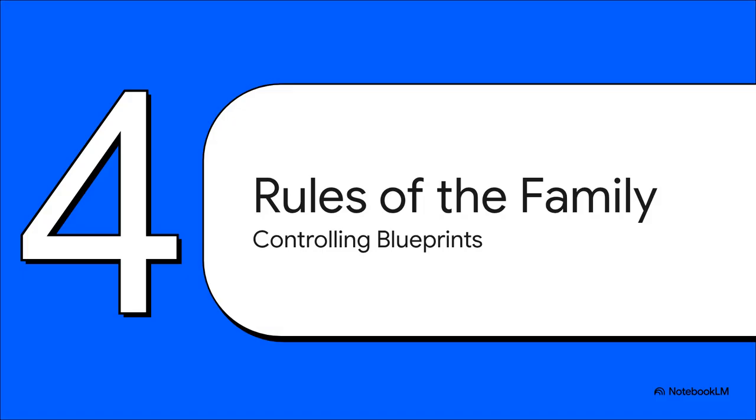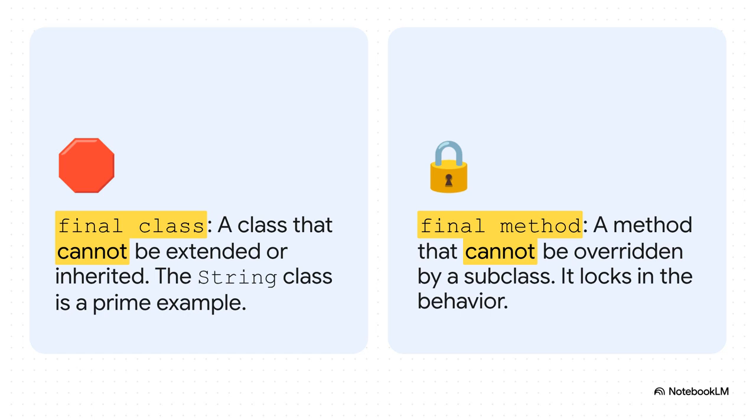So we've got our family structures, and we've got a huge rule about what's not allowed. Now let's look at the tools we have at our disposal to actually manage and control these family relationships using some very specific keywords. First up is the final keyword. This basically acts like a big stop sign. If you declare a final class, like Java's built-in String class, it means nobody can extend it. Its lineage ends right there.